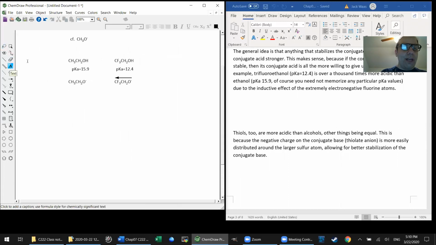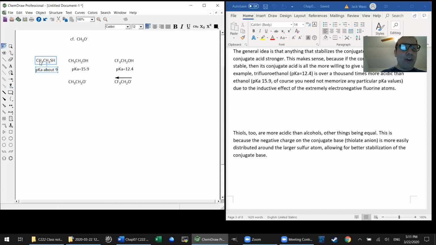Thiols are also more acidic than alcohols. Just so we're always comparing apples to apples, let's consider ethane thiol, CH3CH2SH. And I don't know the exact pKa value of ethane thiol right off the top of my head, but if I had to guess, it would probably be roughly about 9, somewhere in that area, give or take. Again, we're talking easily 1,000,000 times more acidic than the corresponding alcohol.